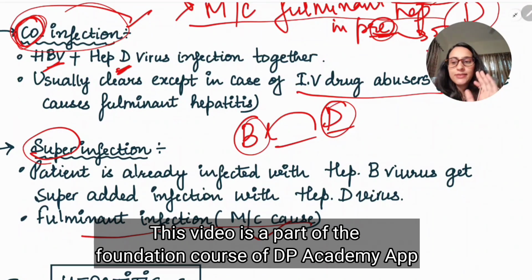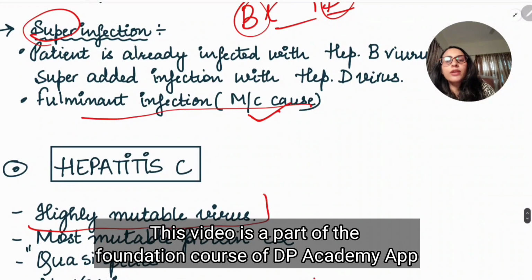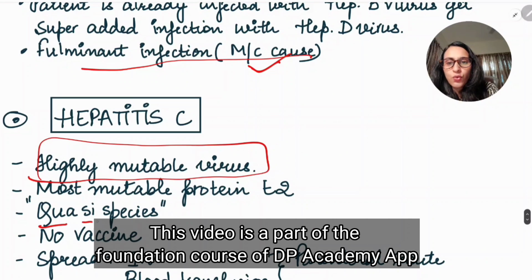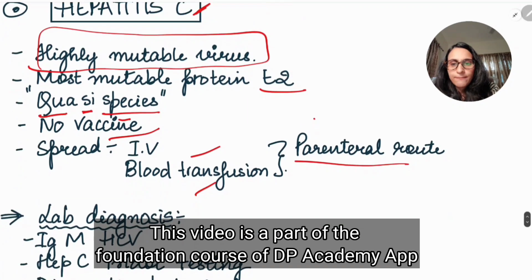Now coming to the last category, that is hepatitis C. Hepatitis C has got no vaccine. Why? Because it is a highly mutable virus. It keeps on changing its shape, and that is why we have a term known as quasi-species. Quasi-species means by the time your body makes antibodies against hepatitis C, it changes its shape. It is the most mutable virus. There is no vaccination because it keeps on changing shape, and the route is parenteral, that is IV or blood transfusion.